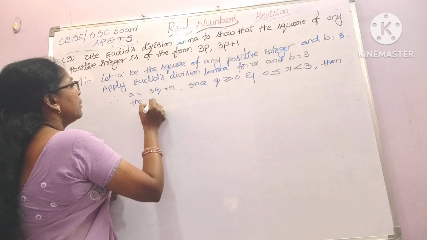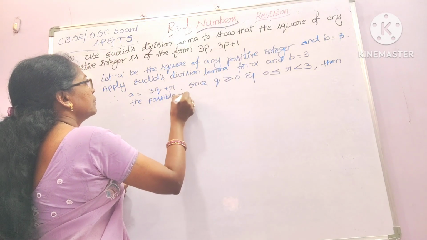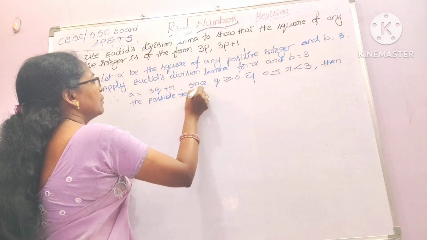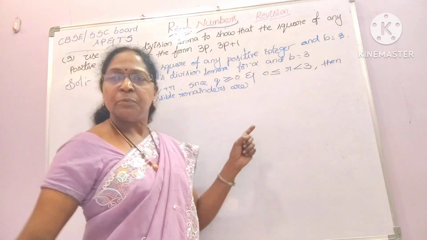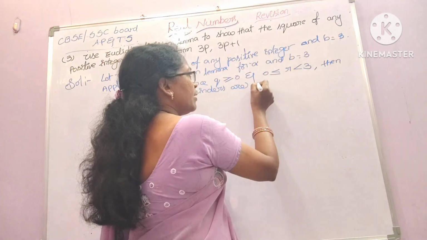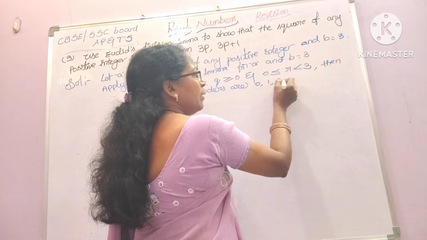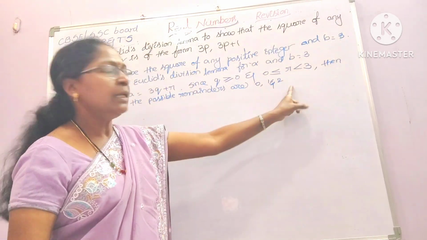Then the possible remainders are... What are the possible remainders here? R equal to, what are those? Less than 3, how to write? So 0, 1, 2. How many remainders will you get? Possible remainders: 3.